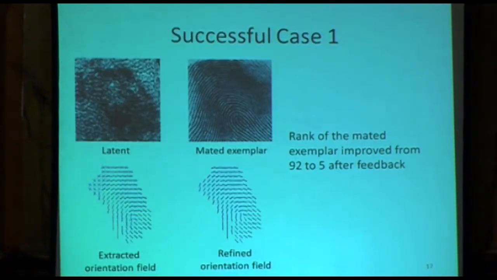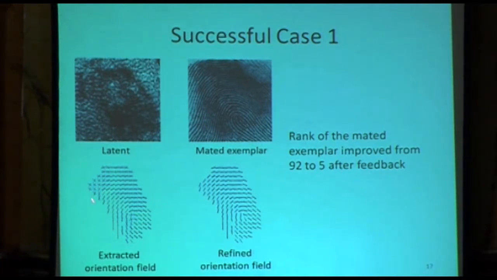Okay, so here I show some successful cases using the feedback paradigm. We applied the paradigm to re-sort a candidate list of the top 200 candidates of the bottom-up latent matcher. Now, if I include the top-down data flow for that latent matcher, for this particular print, the rank improves from 92 to 5 after feedback.